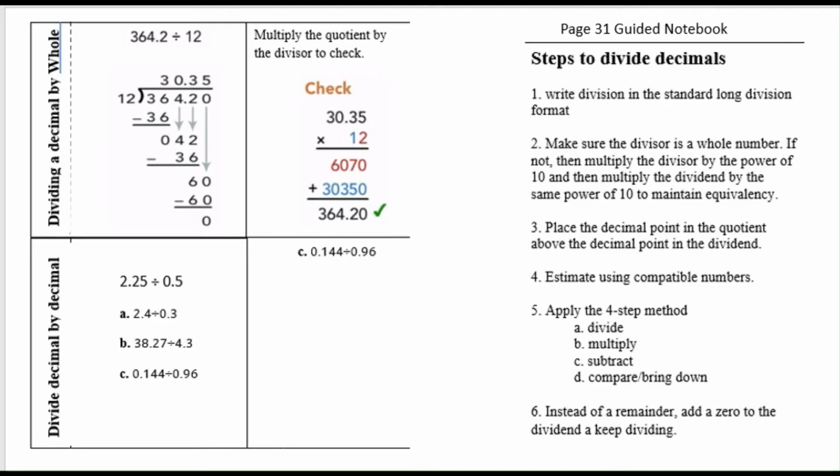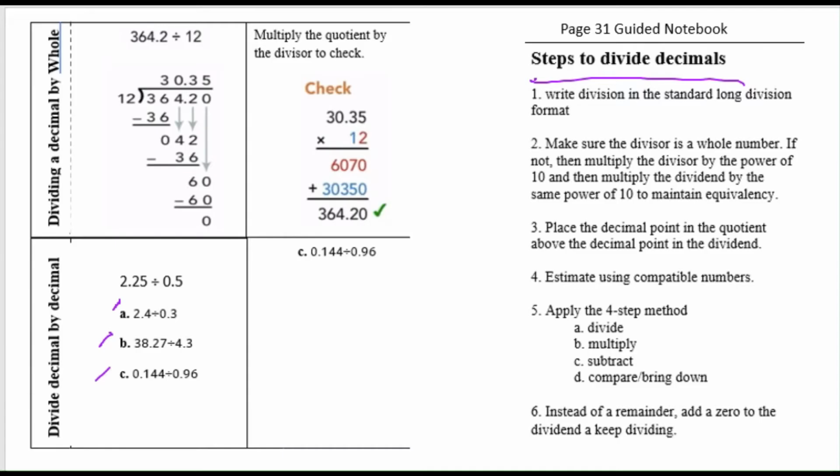This is page number 31 in the guided notebook. And on this page, we have steps to divide decimals. So we're going to use these steps to go through these three division of decimal problems. But first, we're going to look at an example of exactly what I'm looking for.